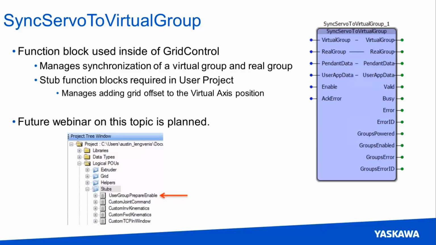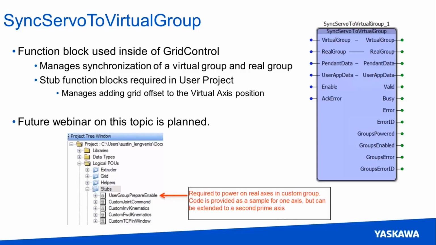Stub function blocks live inside sync servo to virtual group. And these stub function blocks need to be copied from the Group Toolbox and pasted into our application program. UserGroupPrepareEnable is the function block that will actually have an MC power and reading positions and setting positions to synchronize the real and virtual axes.